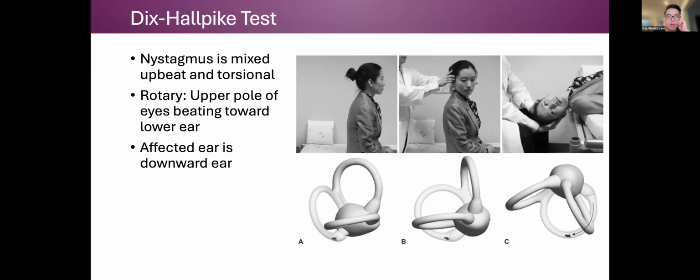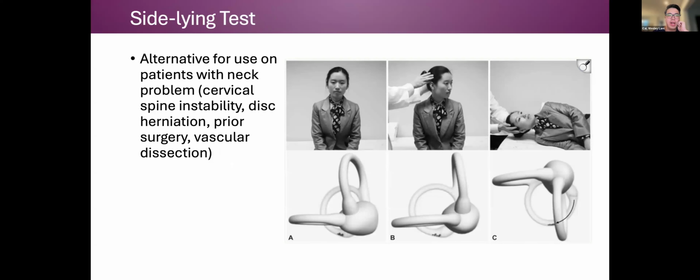And so there are some patients who have a stiff neck. An alternative to this is you can do a side lying test. You can have them do the same thing. You look to a certain side and then have them hold it there and then slowly bring them down, but you don't have to bring them down past the plane of the gurney being flat. And you would look for nystagmus after that.